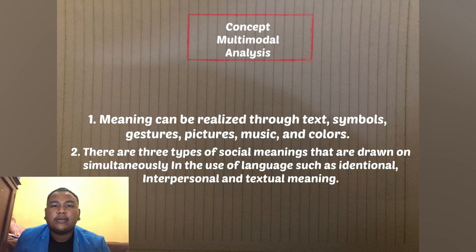Here it means that there are various ways to communicate a meaning. For example, using pictures and words in advertisement text. Those aspects are helpful in advertisements because they can attract readers to buy the product. And there are three types of social meaning that are drawn on simultaneously in the use of language, such as ideational, interpersonal, and textual meaning, which are represented in a multimodal text.